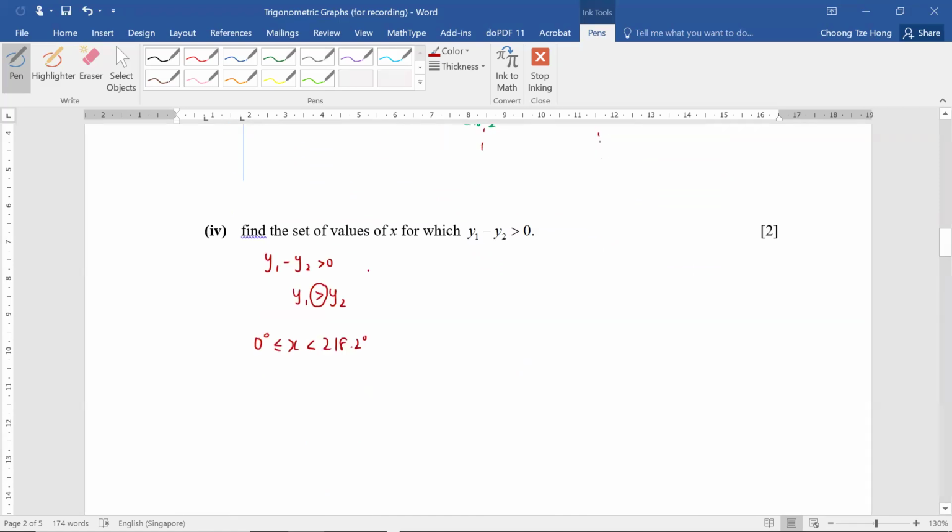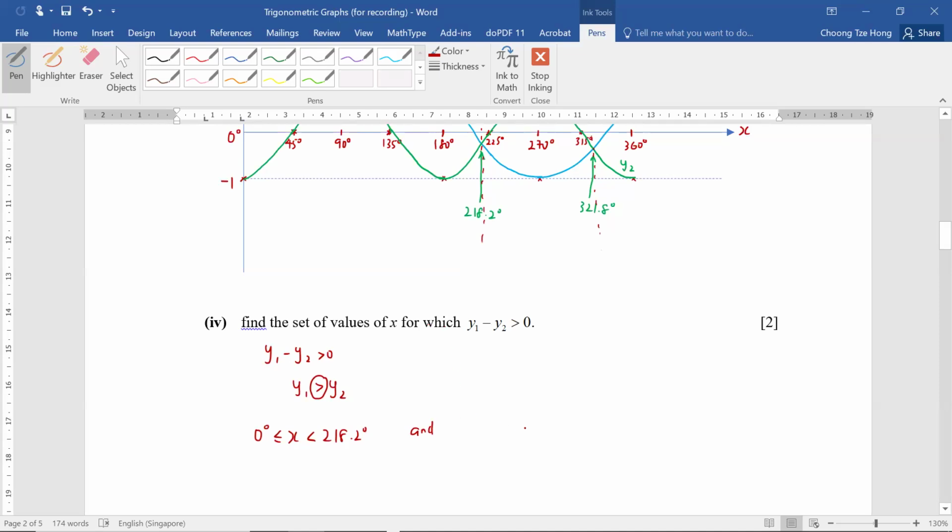So this is one range, and the other range would be x greater than 321.8, but less than or equal to 360, because we only drew until 360.